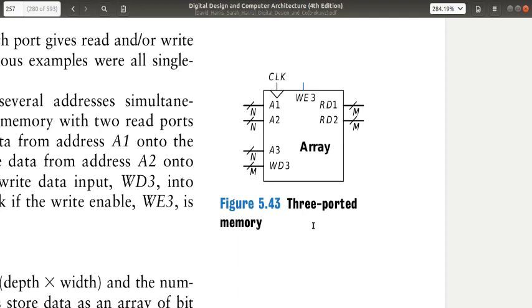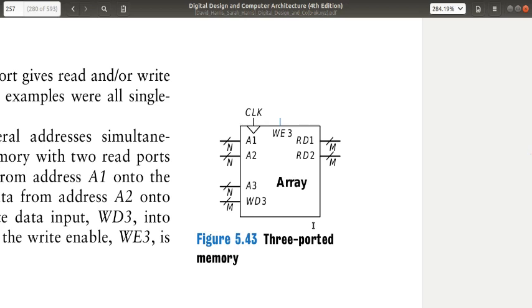Earlier we showed the memory as an element having just one address input and one data input/output, right? But here in this example, we are showing a multi-ported, that is, a 3-ported memory system. That is, here we have 2 ports to read and 1 port to write.